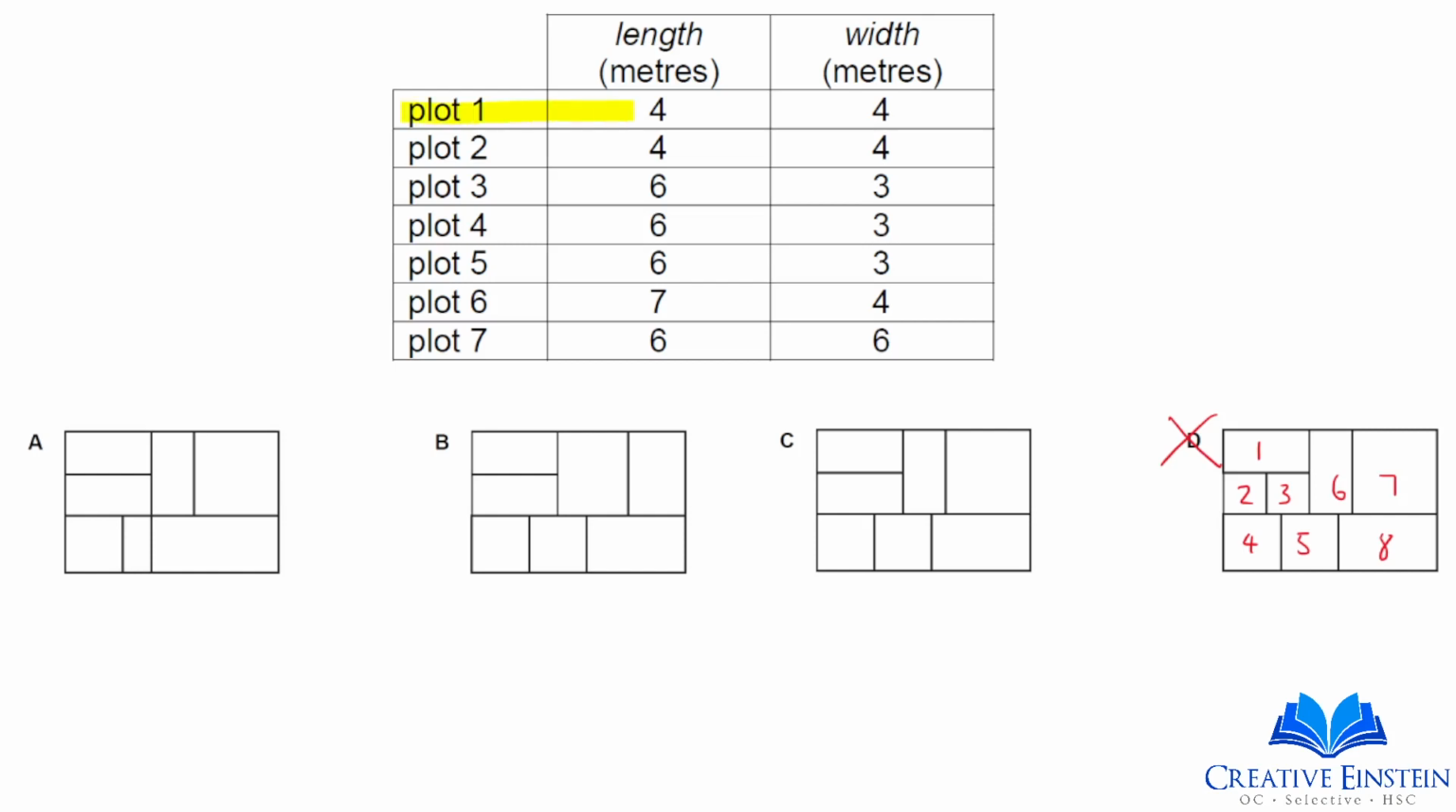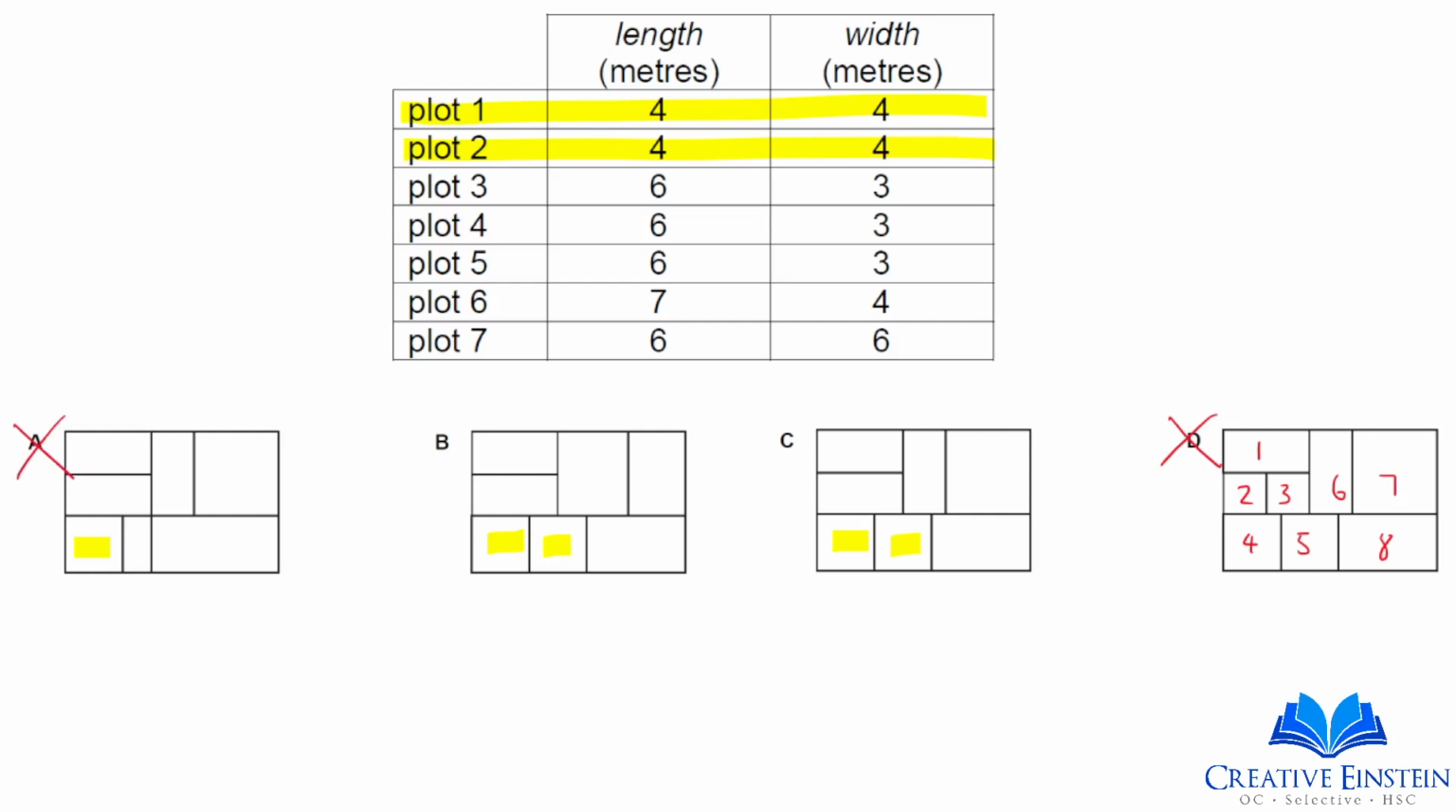I've got plot 1, 4x4, plot 2, 4x4, and that's our smallest plots. And we know that they're squares, so I have to have 2 small squares. So looking at that, I've got 2 small squares there, 2 small squares there. A only has 1 small square, so I know it definitely can't be A.